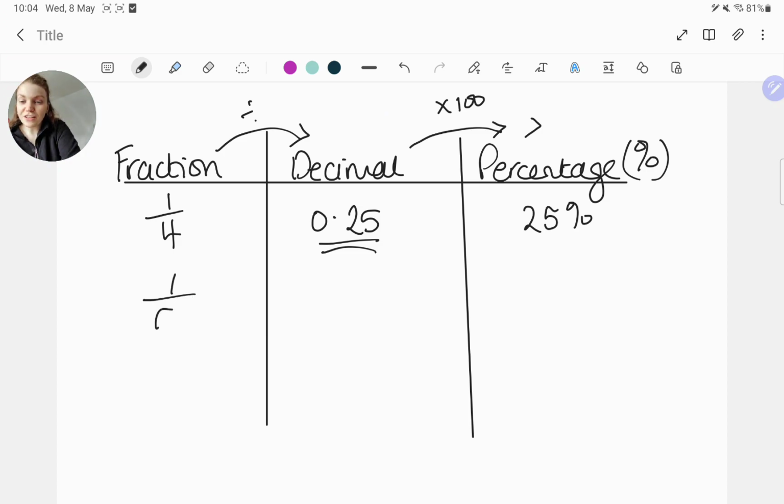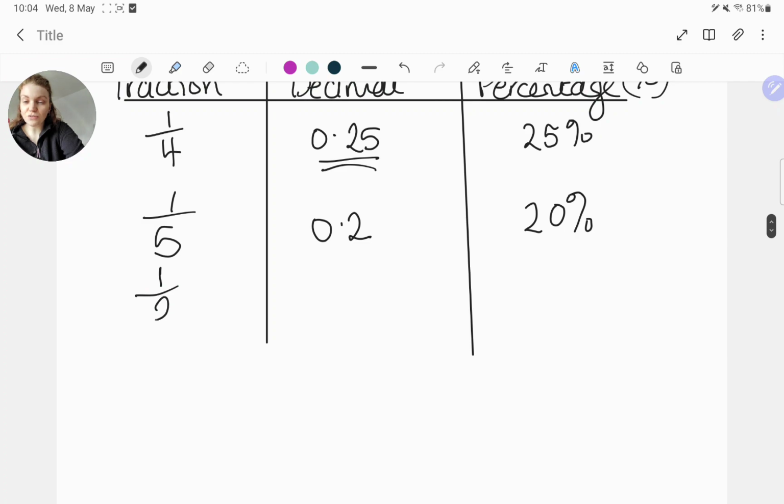Then you need to know what a fifth is. It's 0.2, which is 20%, okay? So you must know that one as well. Then you must be aware of the half. So a half is obviously 0.5 and it's 50%. Okay, if you find it easier to go from the fraction to the percent and then to the decimal, that is 100%, okay? Then we can also have 1/3.